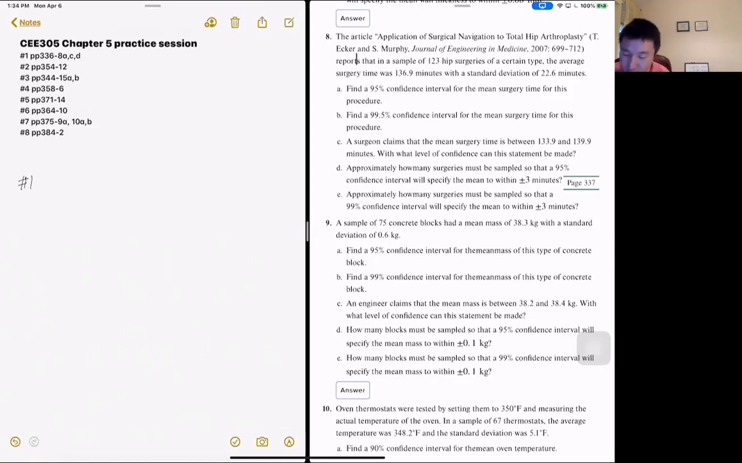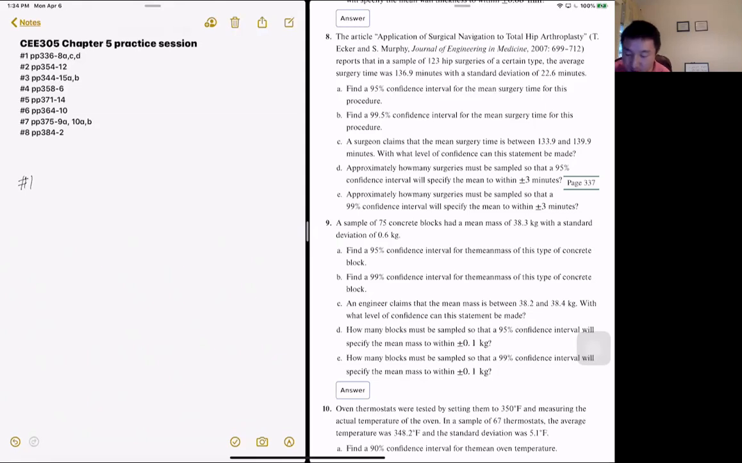So we have an article about application of surgical navigation to total hip arthroplasty. A certain journal reports that in a sample of 123 hip surgeries of a certain type, the average surgery time was 136.9 minutes with a standard deviation of 22.6 minutes. Part A is asking for a 95% confidence interval for the mean surgery time for this procedure.